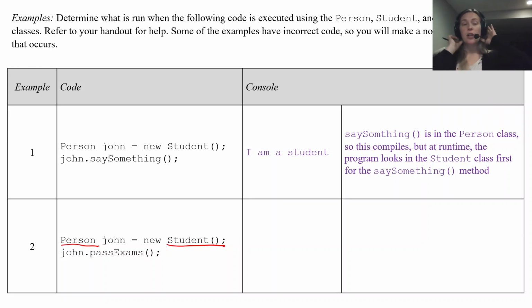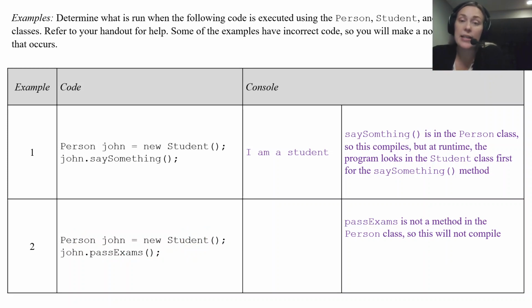We're good. John.passExams. What is passExams? PassExams is present in the student class. It is not present in person. PassExams is only a method in the student class. There is no passExams in person. So what that means is because passExams is not a method in person, this will not compile. You will get a compiler error. Or if you're working on Replit, it'll give you an error message before you can compile it, but it'll say it's not legal because passExams is not in person. This is illegal code.